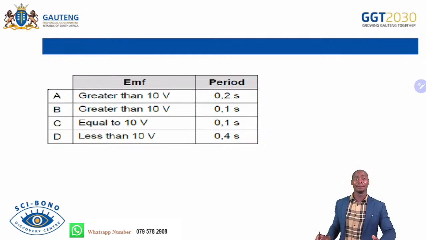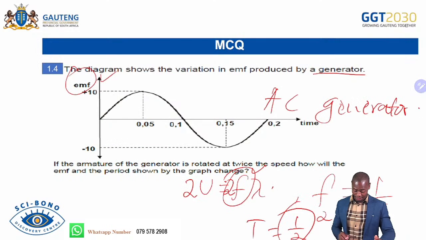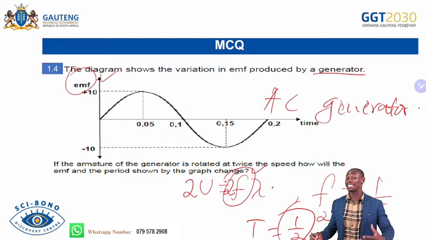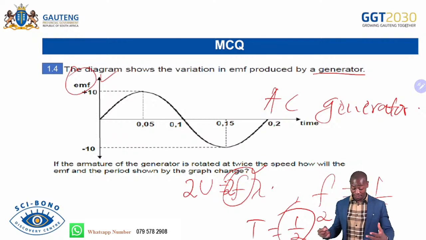What will happen to EMF? EMF will increase. What will happen to period? Period should decrease, right? So let's check. So let's go back. The EMF was 10. So we are expecting the EMF now to be greater than 10 because we've increased the speed, which increases the amount of EMF induced in a coil, right? So it will be greater than 10.